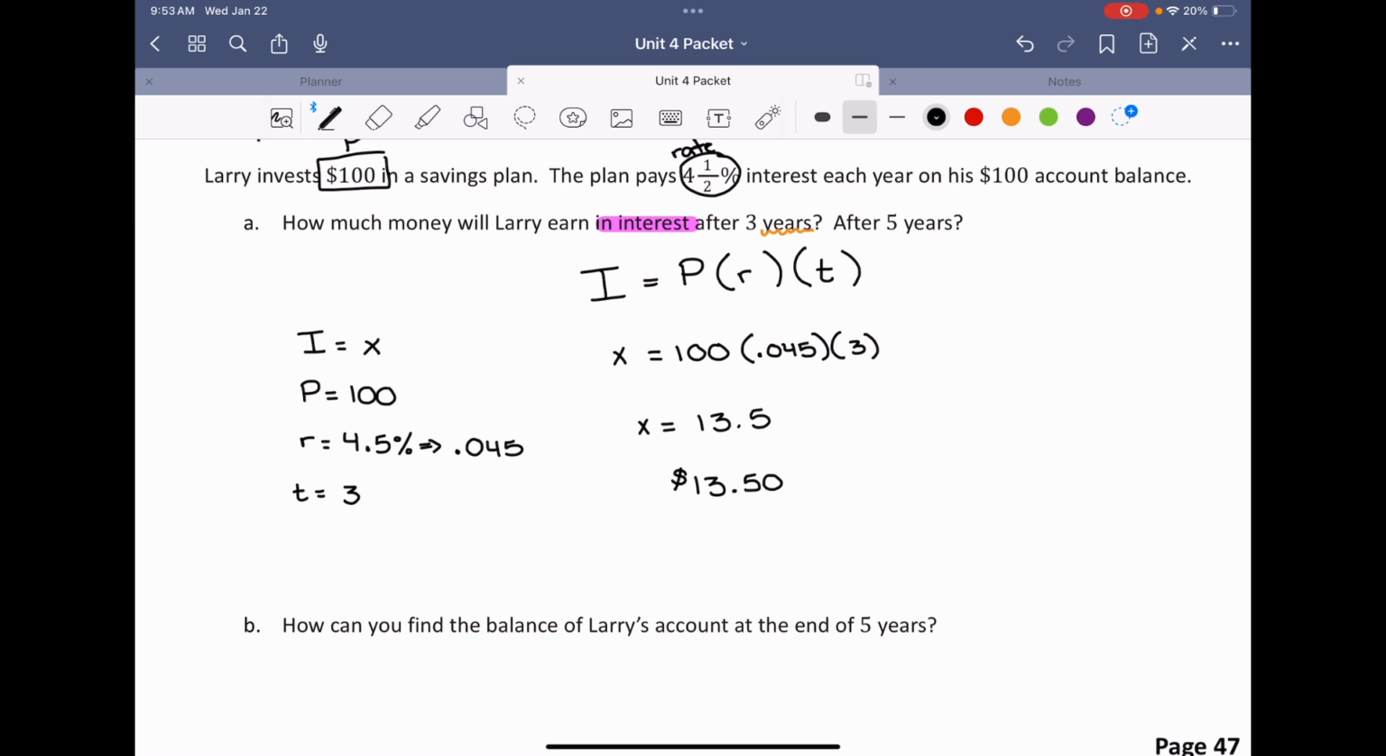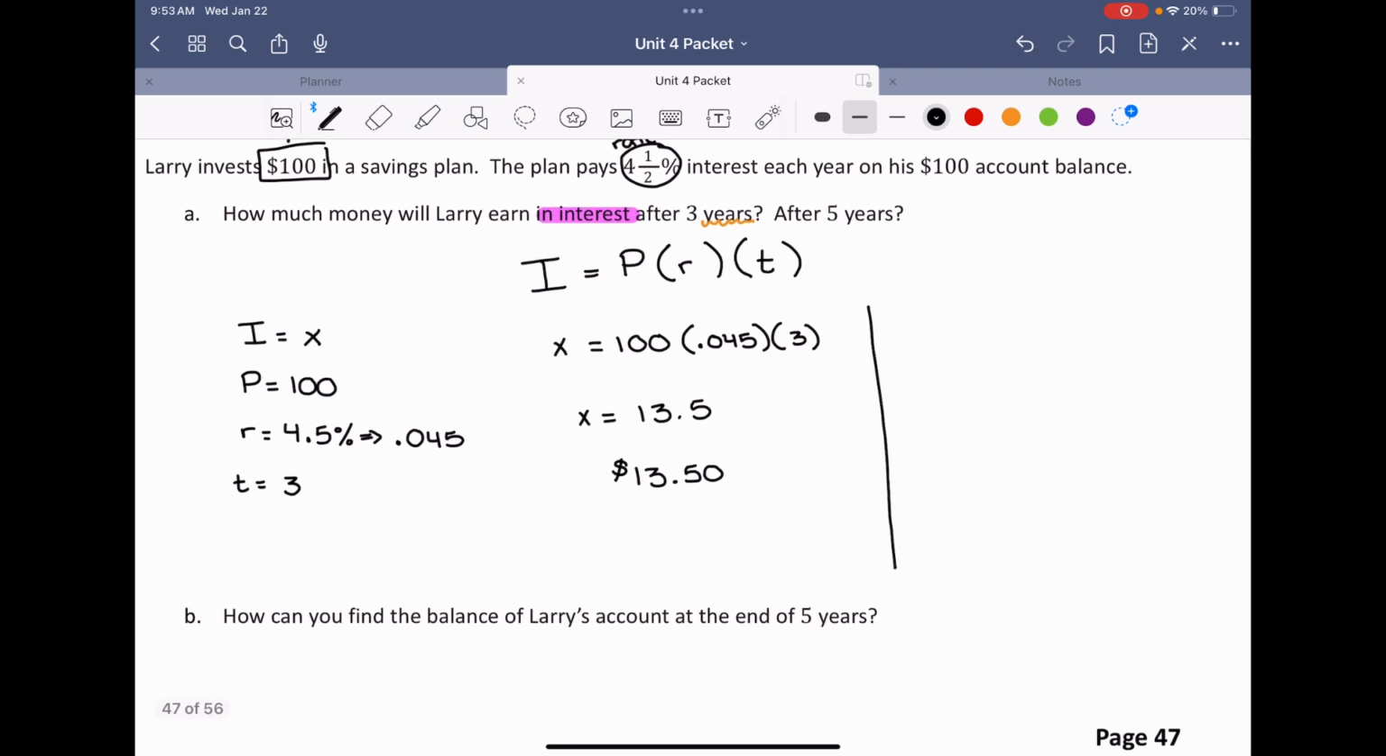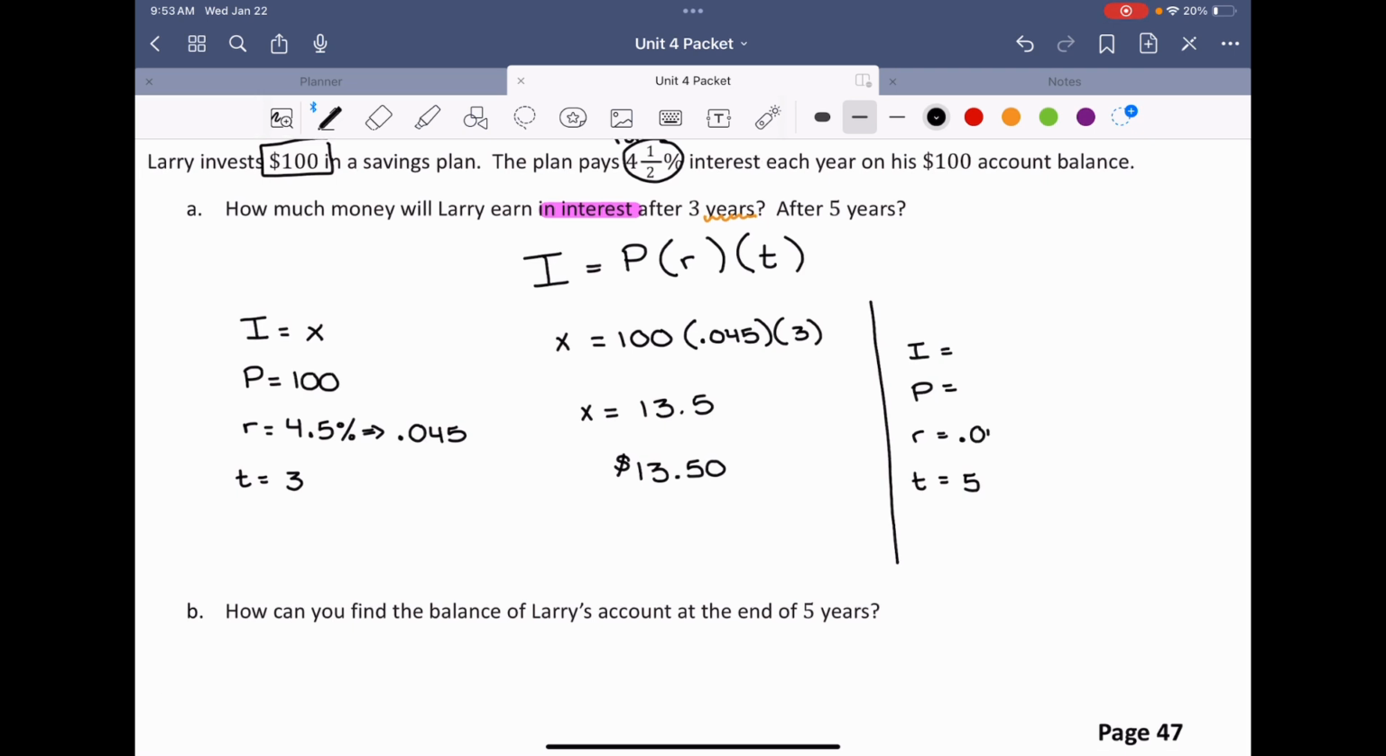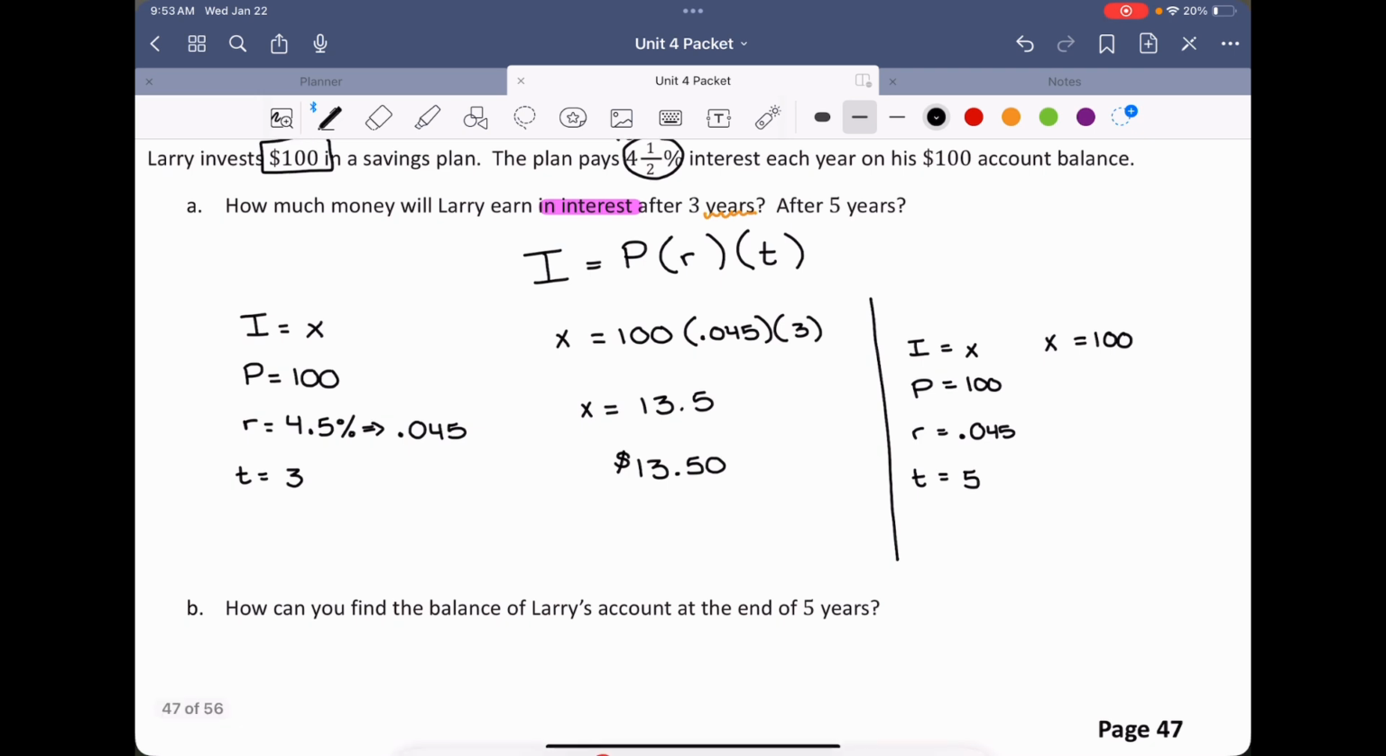Now, I'm going to go back up. It asked me 2 parts to this question, so I'm going to separate my paper in another section. I, P, R, T. This time, it's asking me about 5 years, so same exact values for everything besides the time, and I'm going to plug it in. I equals 100 times 0.045 times 5 this time. Multiply it all out. You should get 22.5 or $22.50.